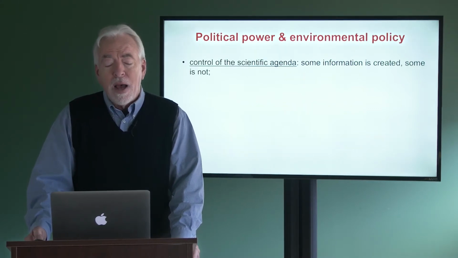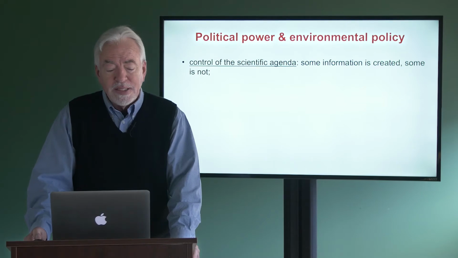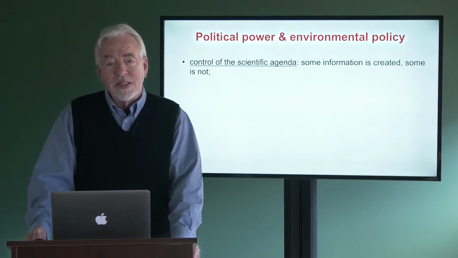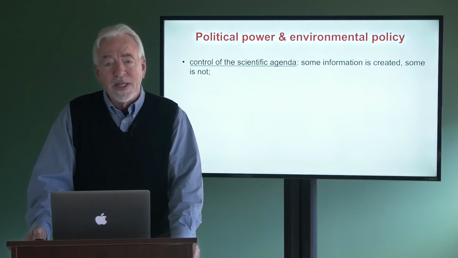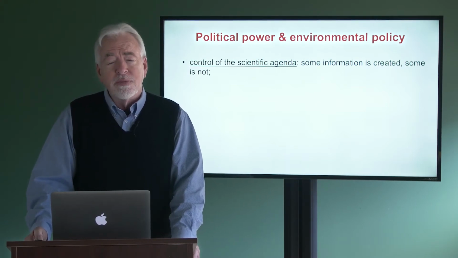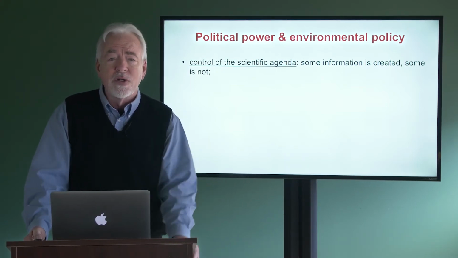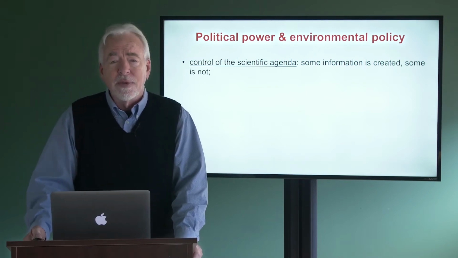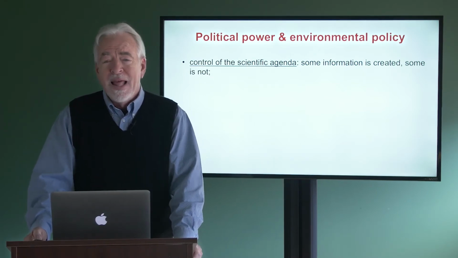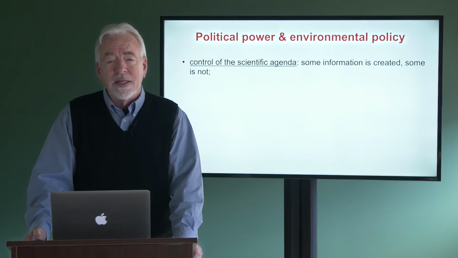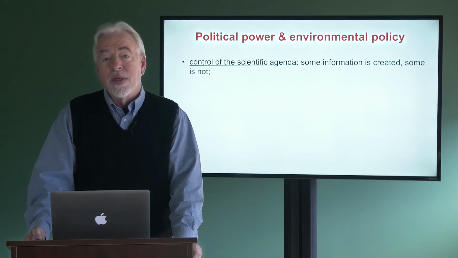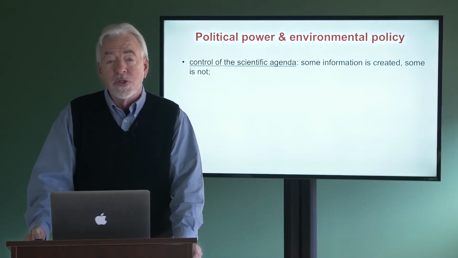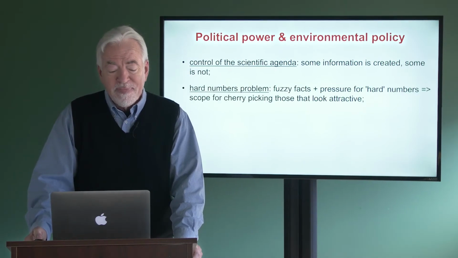How does political power enter into environmental policy? Well, there are a number of different ways. Let me just give you a few examples. One is control of the scientific agenda. There are a lot of uncertainties about environmental impacts, a lot of uncertainties about the hazards of various chemicals in our environment, for example, and what information gets created, what research is done, how that information is produced and disseminated is something that can be influenced by the distribution of power.